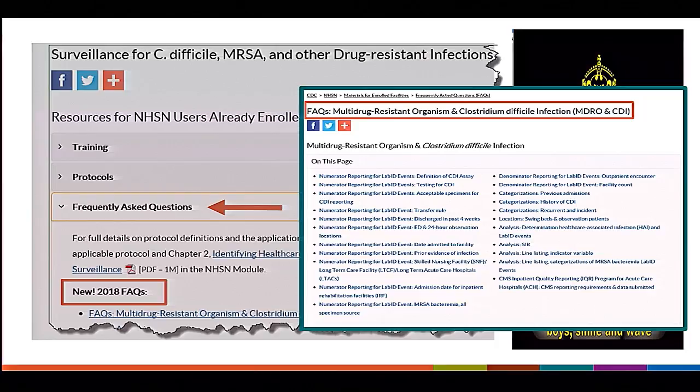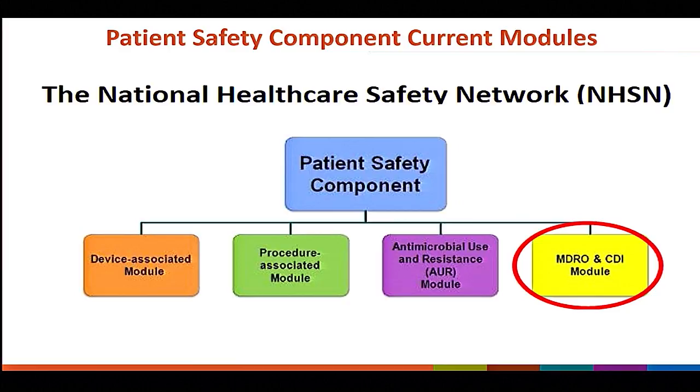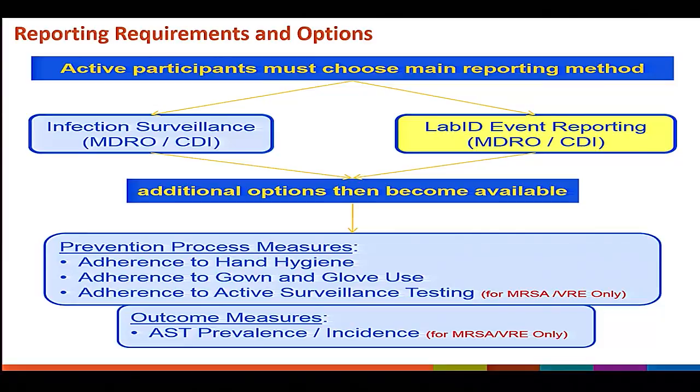Here is the current safety component modules. As you see over here on the very end is the MDRO and CDI module. I will tell you we have a couple of new modules coming down the pike, so this graphic will probably change by the time we do this again next year. If you open up the protocol and you look just at the MDRO chapter, we offer quite a varied type of monitoring within this one protocol. We have infection surveillance that can be done. We have LabID event reporting, and then we have process and prevention measures and outcome measures. And you can choose any combination of these individually at the facility level.